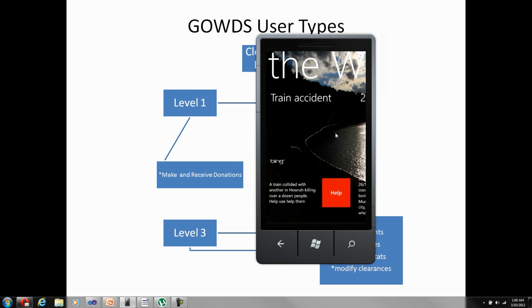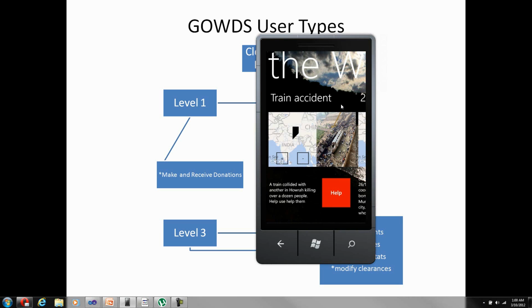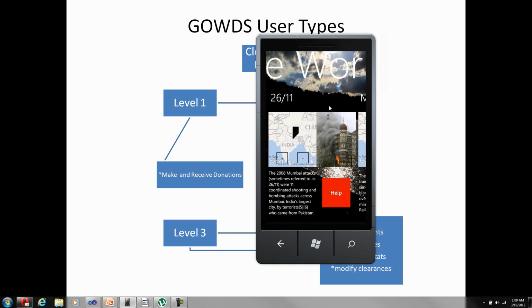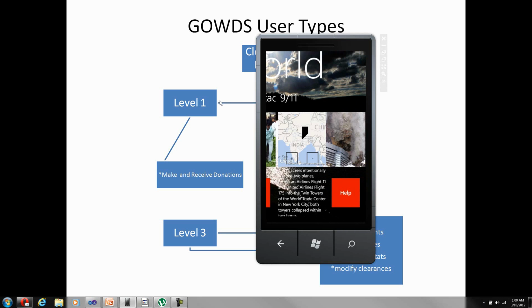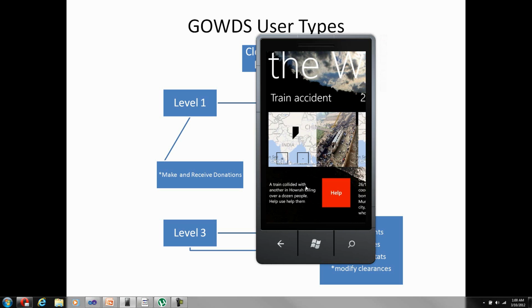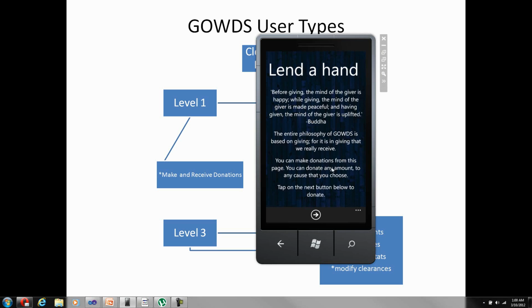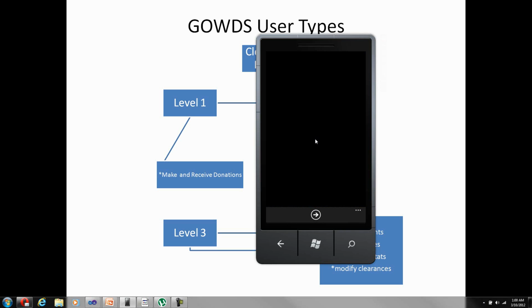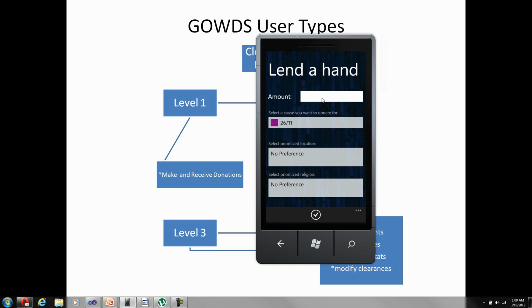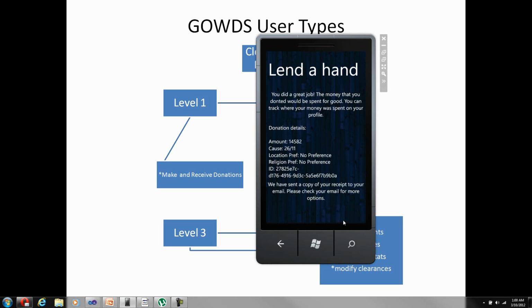It fetches data from the OData service, and we are presented with some of the activities in the world which we may like to contribute for. 26/11 Mumbai train attacks. A little description is given, location is mentioned, a picture is given. Now if I click on help, I'll be taken to the lend a hand page. Here I can make a donation. I'll just write the amount, 14,582, whatever, and my cause is selected here. Location and religion will not be applicable in this case, and I'll just okay, and my donation has been made. It shows me the transaction ID, my preferences, the amount I donated, etc.